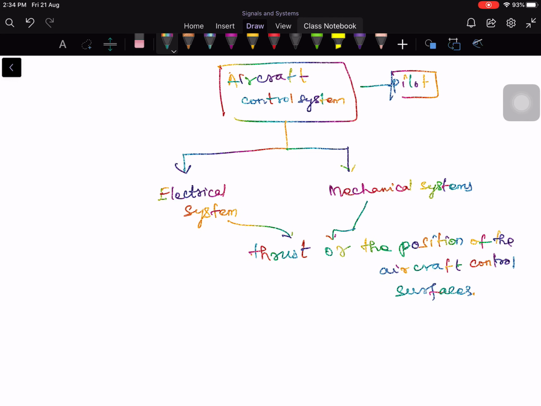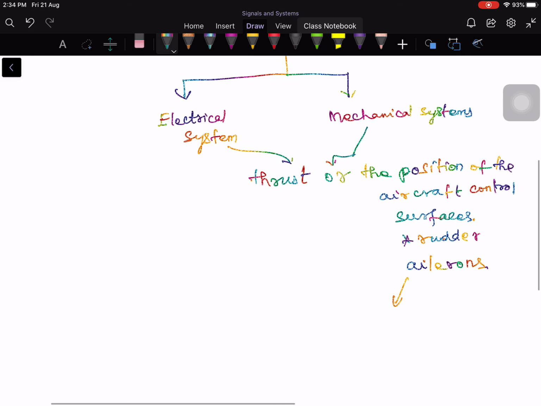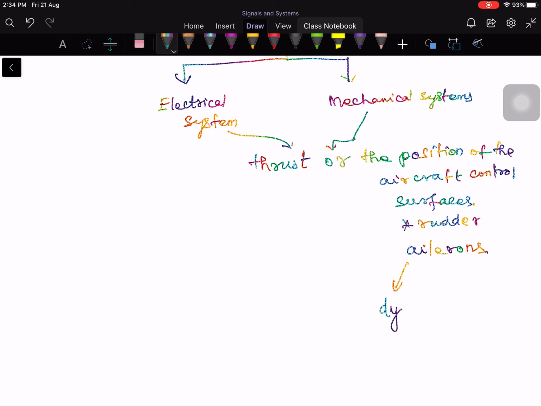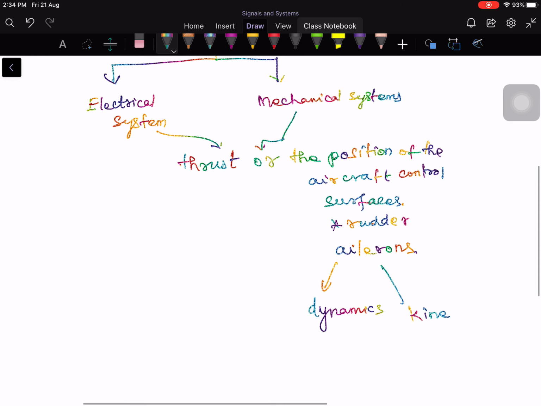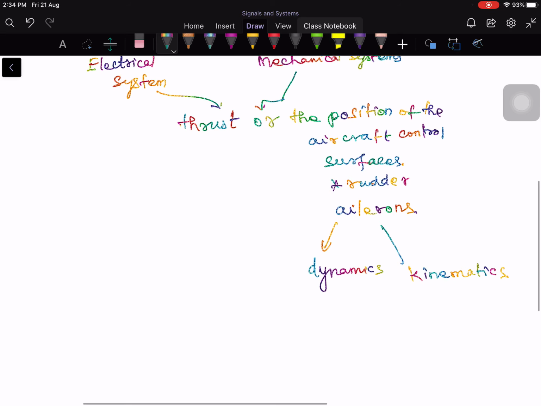Such as the rudder or ailerons. And again, these are transformed through dynamics and kinematics of the vehicle into changes in aircraft velocity and heading, so that you can change the velocity of the aircraft, and also the direction of the vehicle heading, in which direction it has to go.